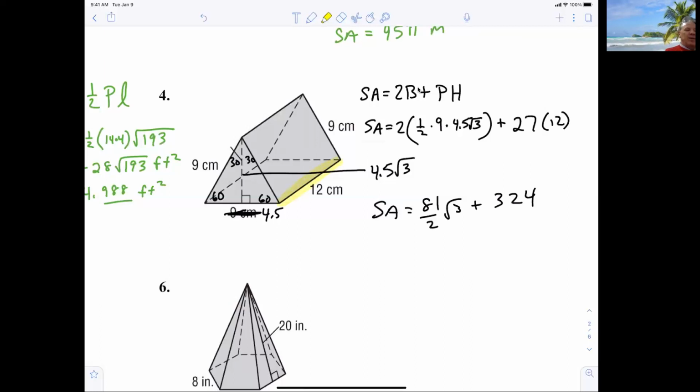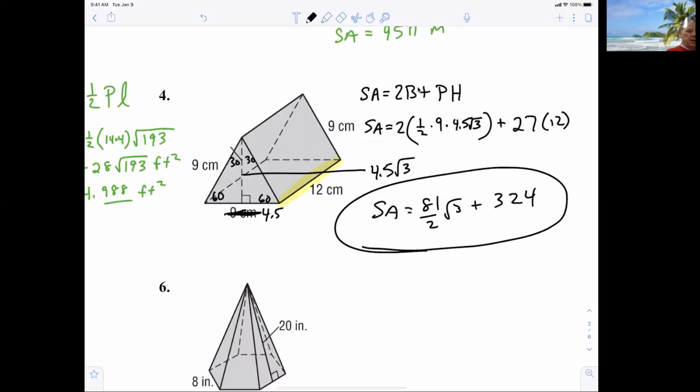Anybody else having any questions with that surface area? Anybody have any issues? What, Sam? Understand what? Stop talking, Ruffin. Well, what do you want the height to be? That's the height of the triangle, not the height of the prism.